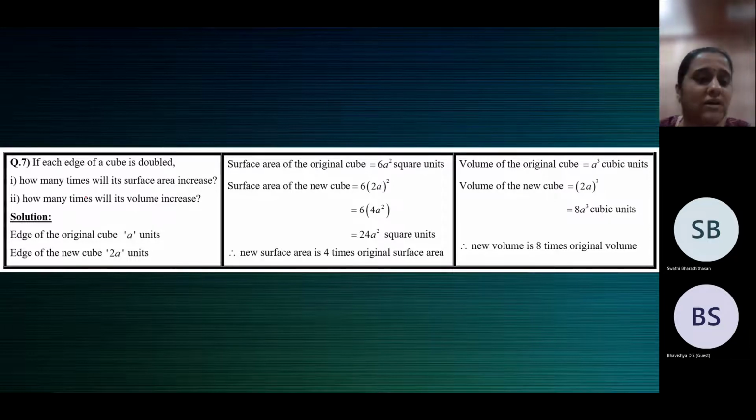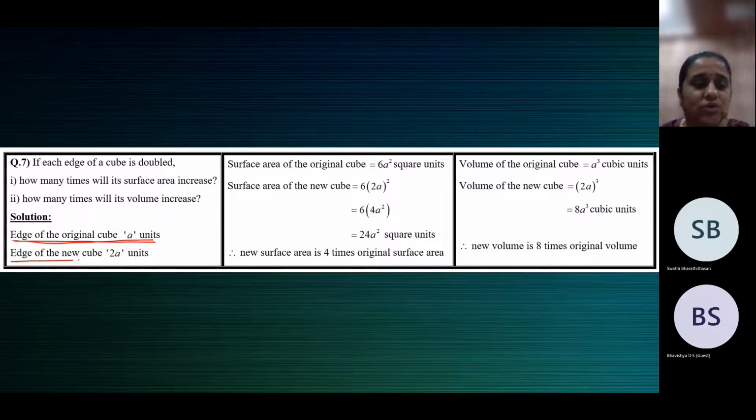When it's doubled, how many times will its surface area increase? And also, how many times will its volume increase? So how do you work this? So see here, edge of the original cube. Let the edge of the original cube be A units.